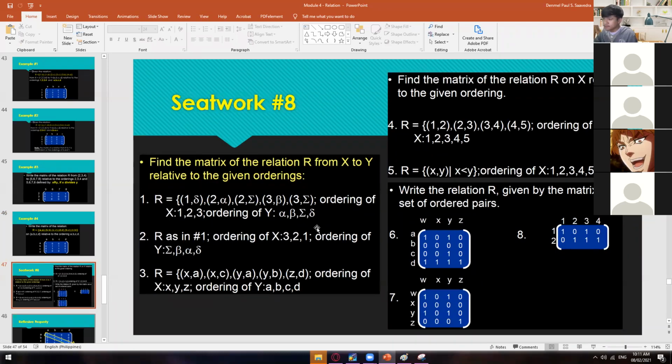Right? So I'll give you guys 10 seconds to take a look at your seat break number 8, and then just let me know if you have a clarification. Right. So any concerns so far regarding your seat break number 8? Wala naman po, sir. How about the others? Wala po, sir. All right. Okay, let's now move on to the next one.